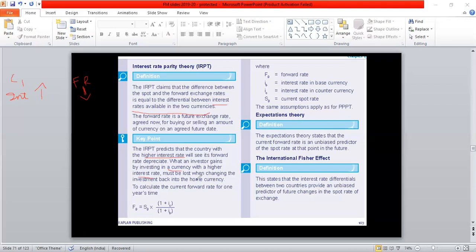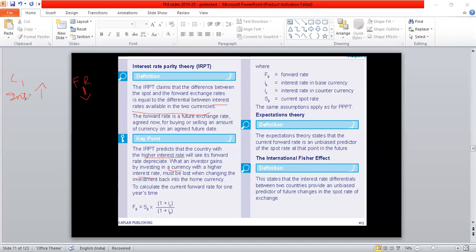To calculate the current forward for 1 year's time, the formula given is F0 is the forward rate, S0 is the current spot rate, 0 is always the current period. It says that the interest rate in the base currency versus the interest rate in the counter currency. So if the interest rate in another country is rising, it may not be the same interest rate prevailing in the domestic country. So then when they are converting back to their domestic currency, it must be lost when changing investment back into the home currency.